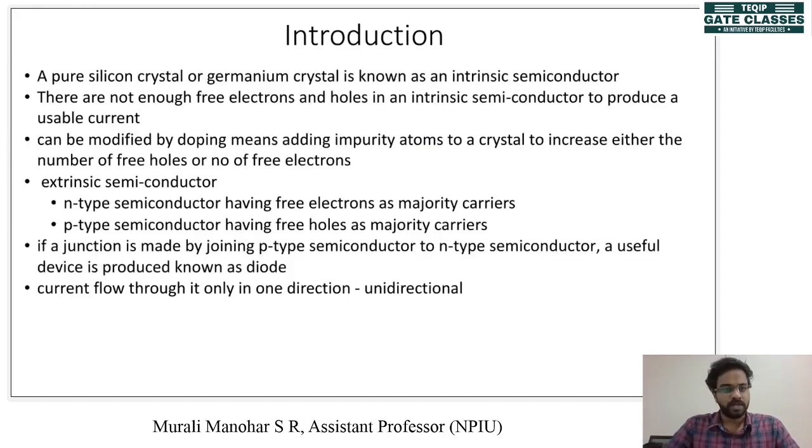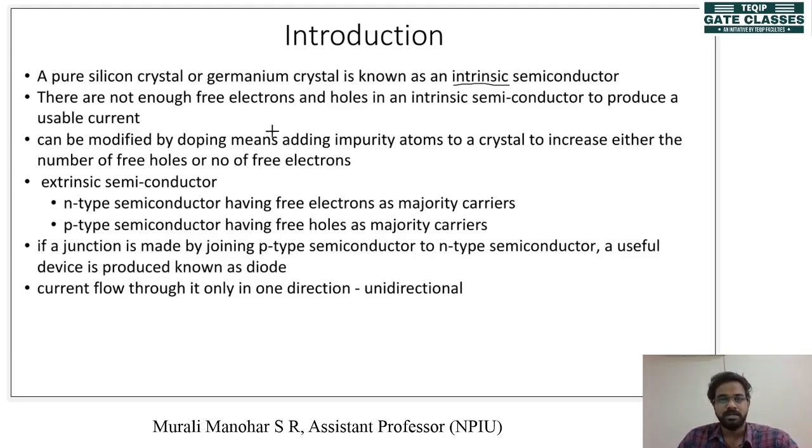We know that a diode is made of a semiconductor material. These semiconductor materials are either silicon crystal or germanium crystal. In their pure state, they are called an intrinsic semiconductor. Note the word intrinsic semiconductor. In an intrinsic semiconductor, the number of free holes and free electrons is very small. These free electrons and holes have a very short life, so they are not enough to produce useful currents.